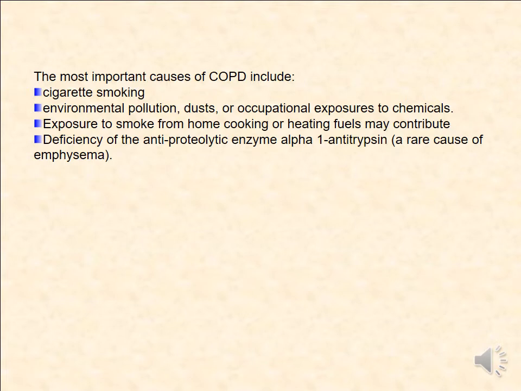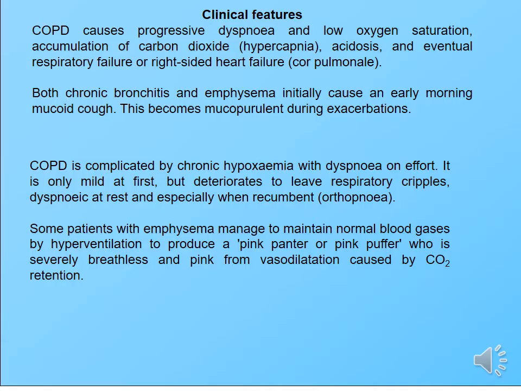The most important cause of chronic obstructive pulmonary disease, the etiological factor, is cigarette smoking, environmental pollution, dust, or occupational exposure to chemicals. Exposure to smoke from home cooking or heating fuels may contribute. A deficiency of the antiproteolytic enzyme alpha 1 antitrypsin is a rare cause of emphysema. Smoking is the most common etiological factor of chronic obstructive pulmonary disease.